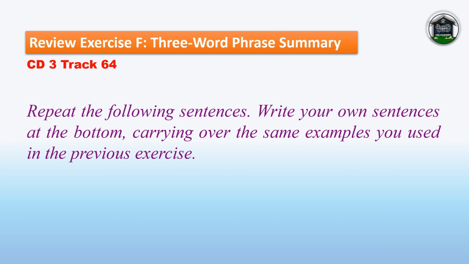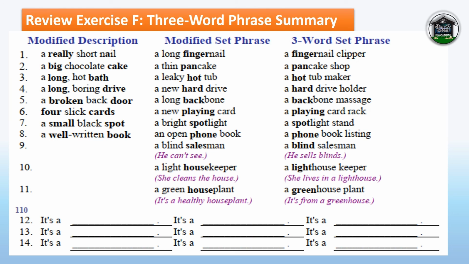Review exercise F. 3-word phrase summary. Repeat the following sentences. Write your own sentences at the bottom, carrying over the same examples you used in the previous exercise. 1. A really short nail. A long fingernail. A fingernail clipper. 2. A big chocolate cake. A thin pancake. A pancake shop. 3. A long hot bath. A leaky hot tub. A hot tub maker. 4. A long boring drive. A new hard drive. A hard drive holder.